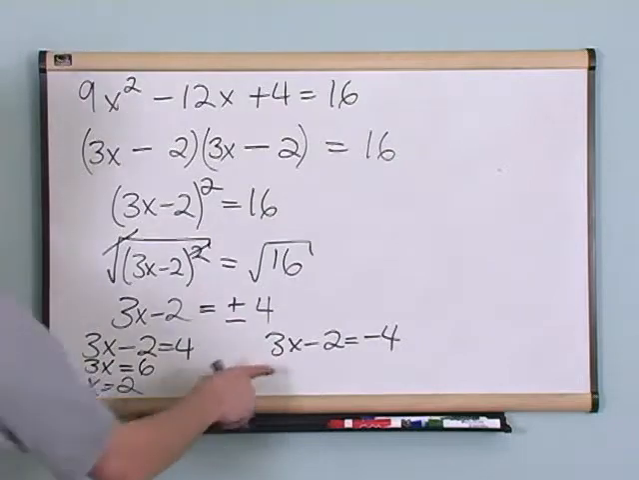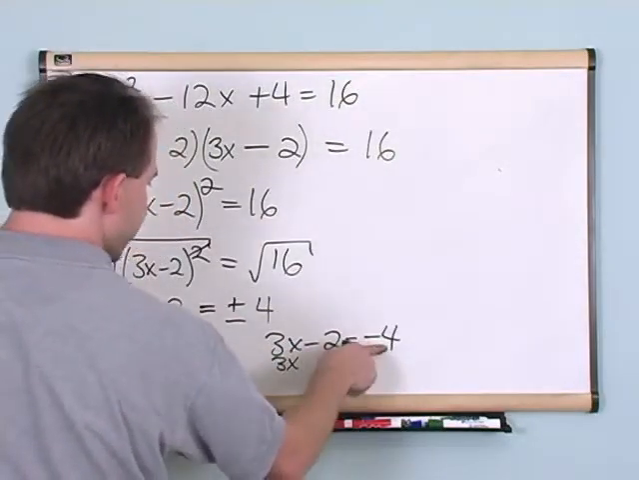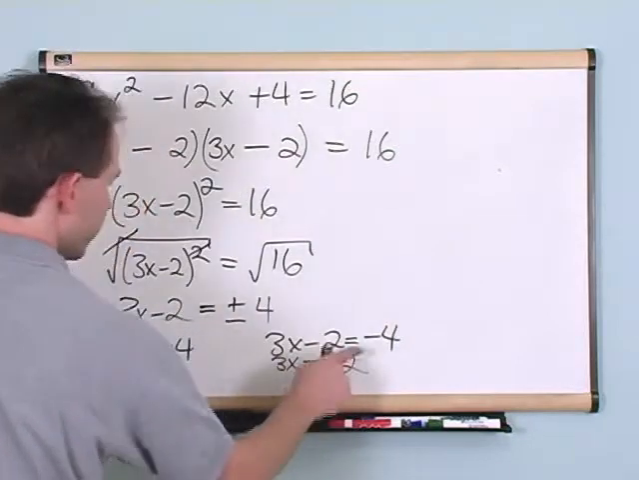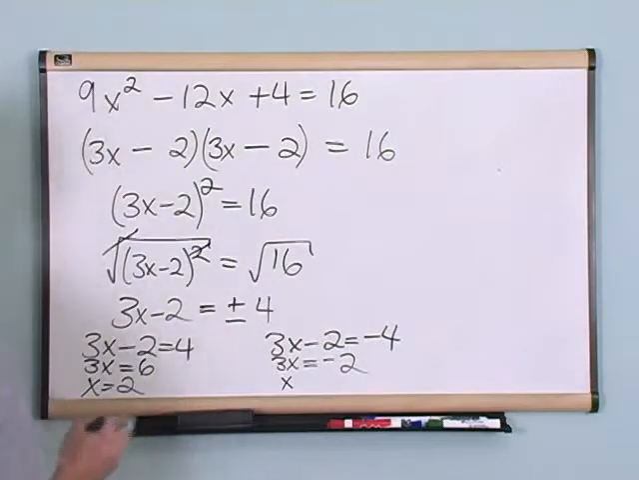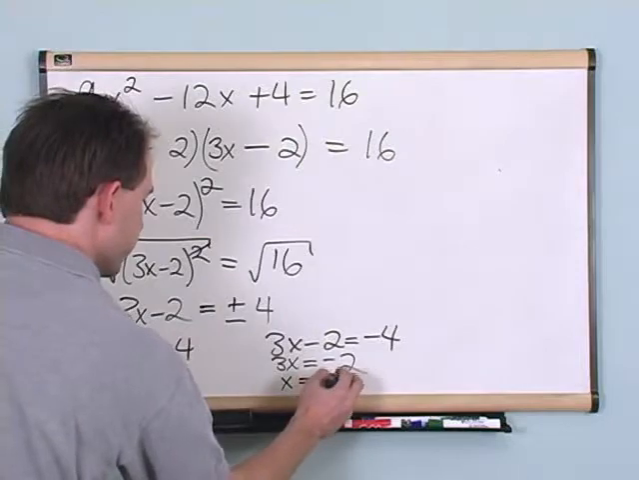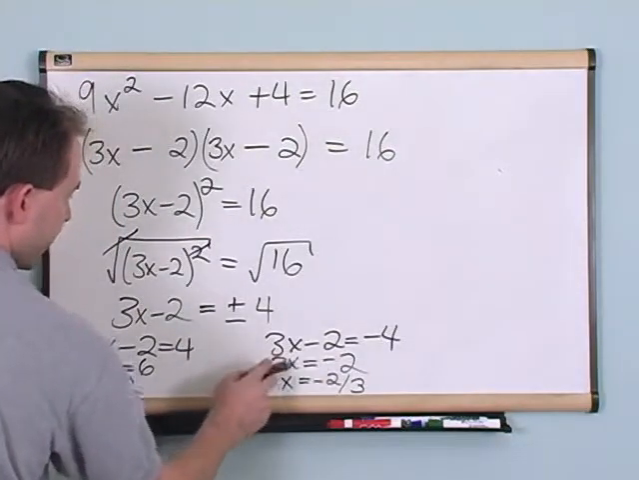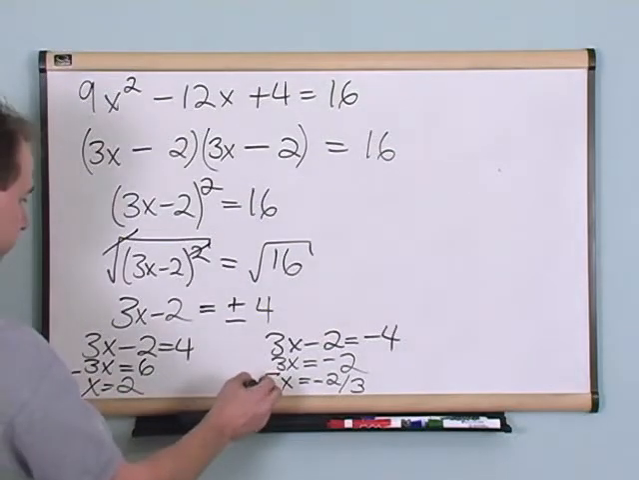And then over here, 3x, I move the 2 over, negative 4 plus 2 equals negative 2. Negative 4 plus 2 gives me negative 2. X is equal to negative 2 thirds, because I just divide both sides by 3 to get my x by itself. So here's one solution, and here's the other solution.